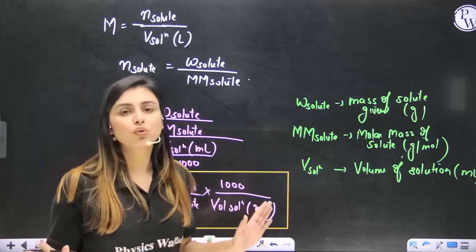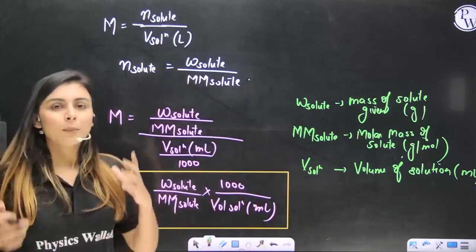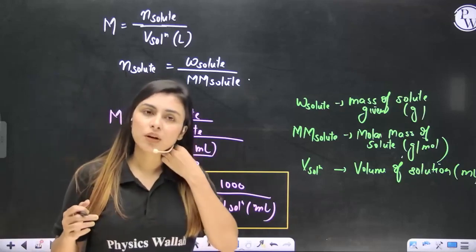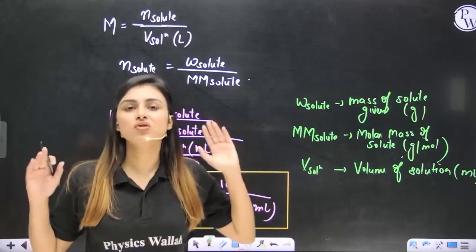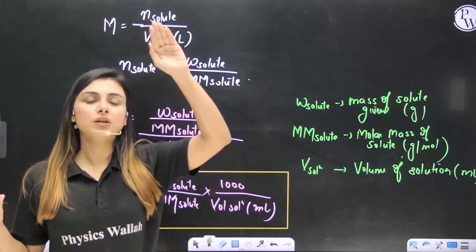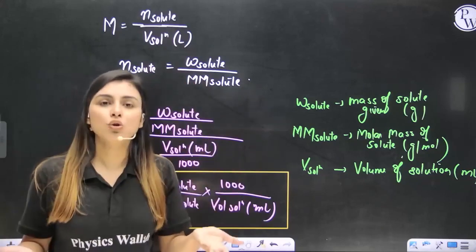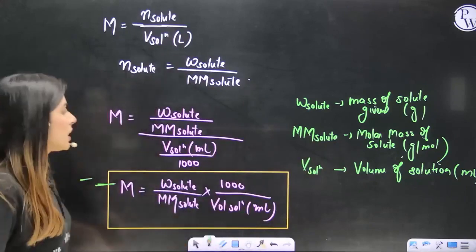I don't want you to memorize this formula. That is the reason I forgot to tell you this formula. But there are a lot of students who like to memorize the formula, so here is the formula for you. I would say don't memorize it. Just remember that it is moles of solute upon volume of solution, and you can derive it from anywhere. You know how to calculate moles. Just calculate the moles and put it into it. Now let's move forward.